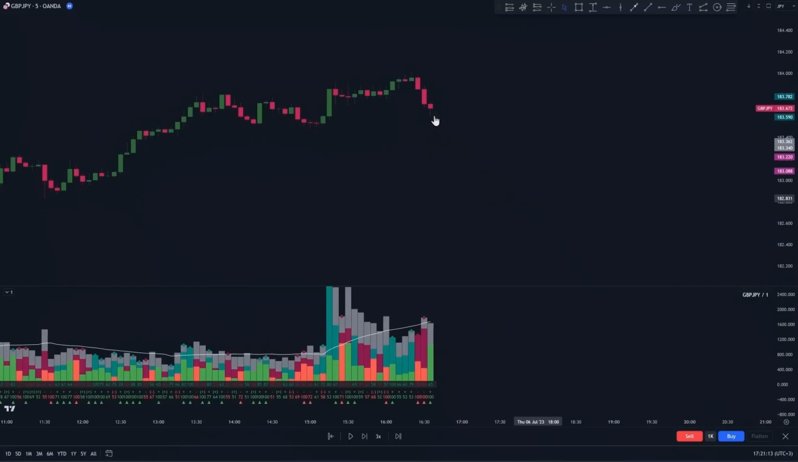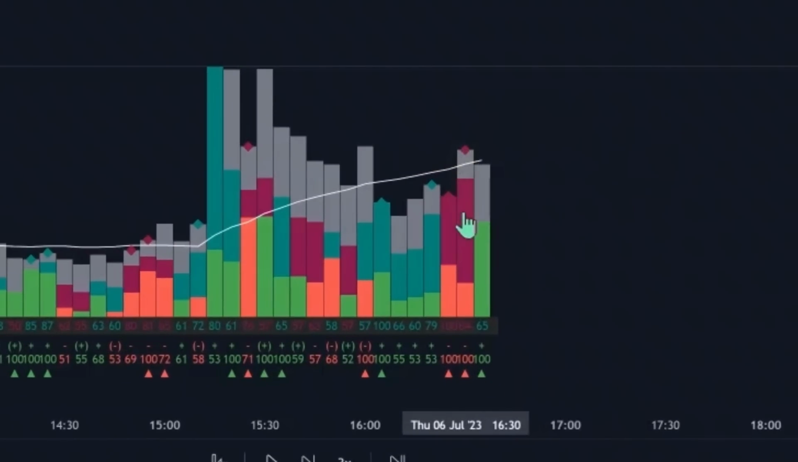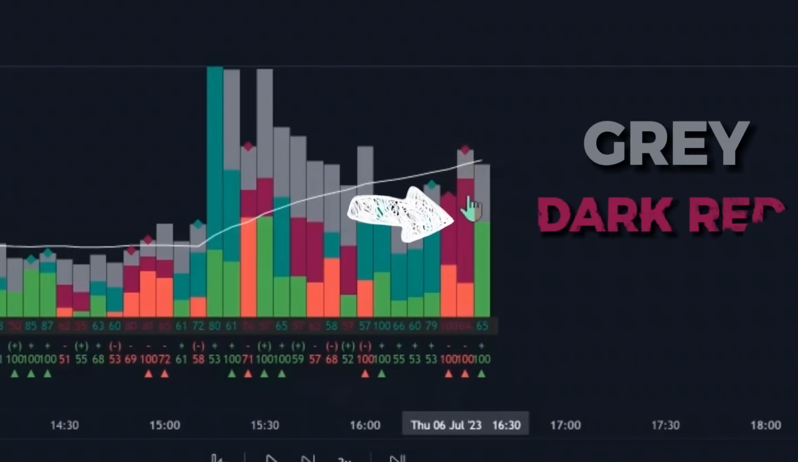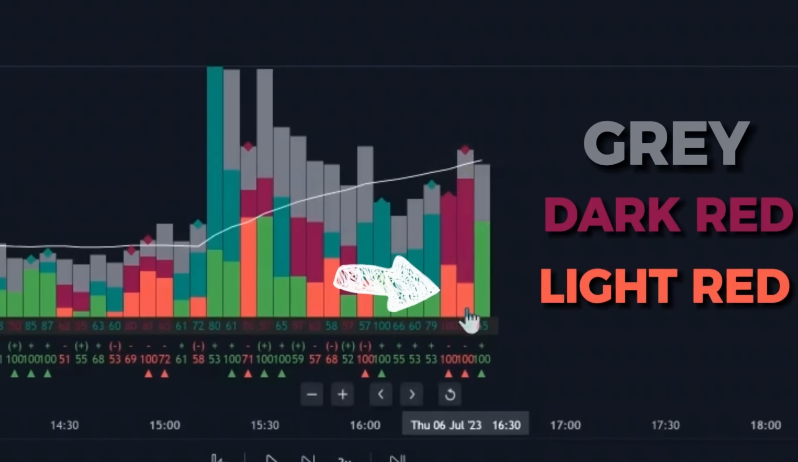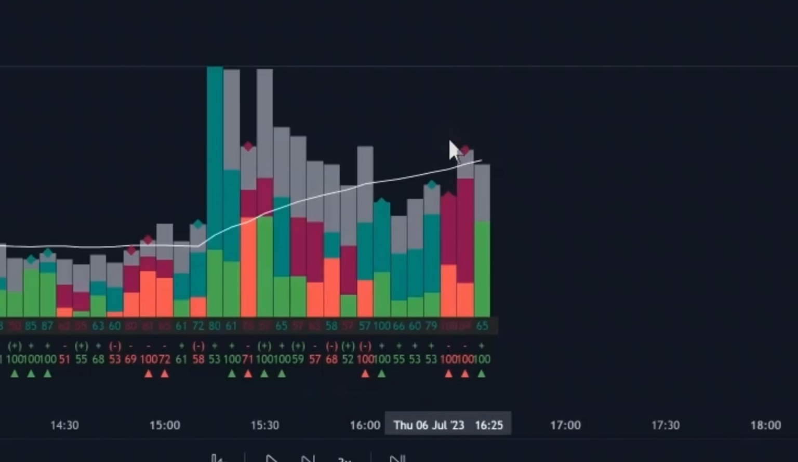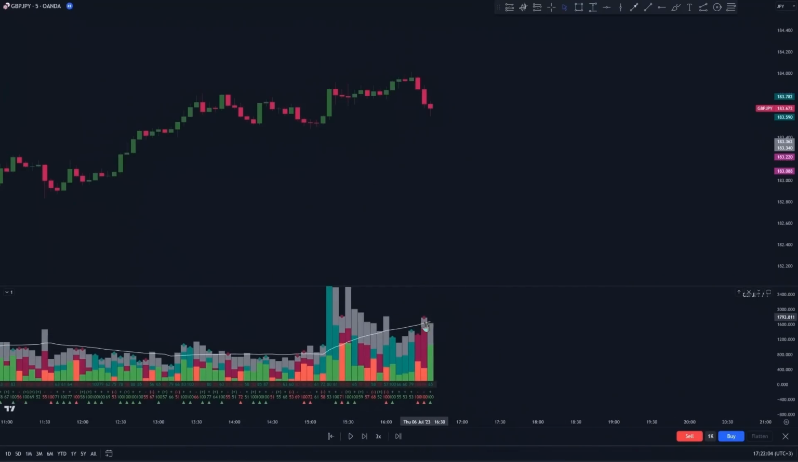For a short trade, it's going to be the complete opposite. So we're going to look for a volume bar that closes above this white moving average, and that bar should have a gray color, a dark red color, and a light red color. And then at the top, it needs to have this dark red square, and at the bottom, it needs to have this light red upward arrow. If that's the case, we enter a short trade.